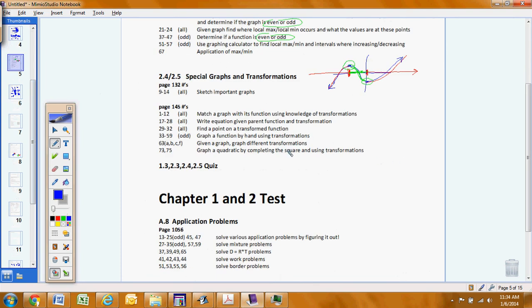Graph functions by hand, graph a quadratic by completing the square and using transformations. Again, every quadratic, if it's in this form, you should know that that's a parabola that got shifted left 3 and down 5. This is the form we want it in.